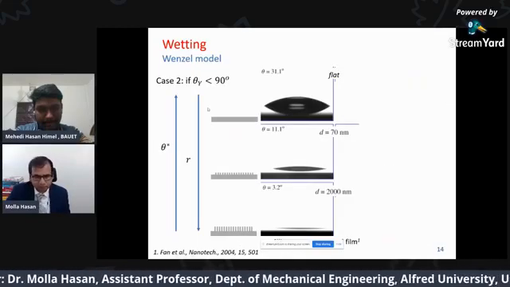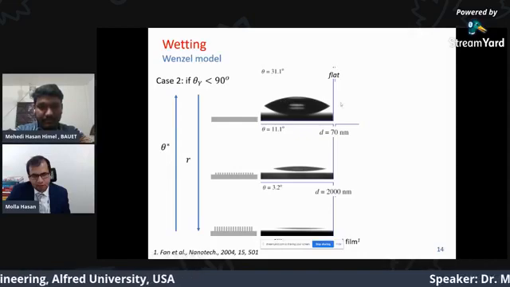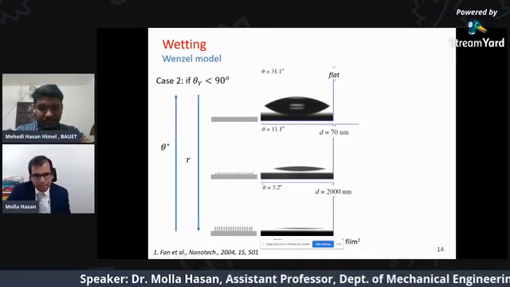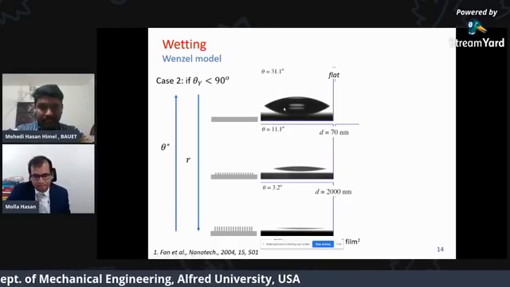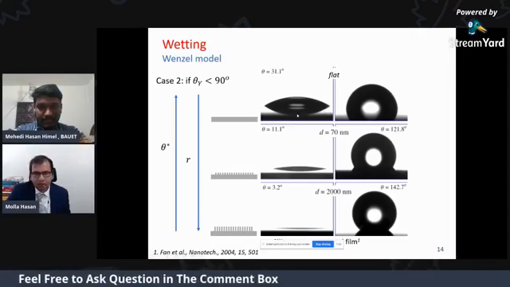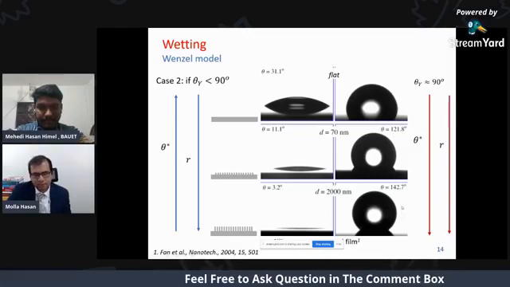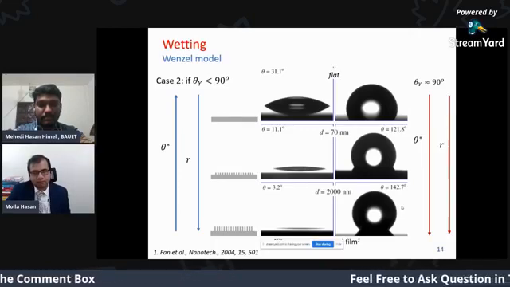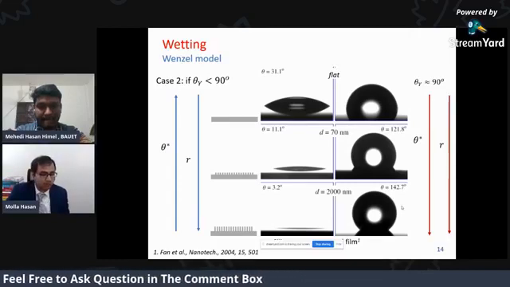Now look at this figure. This is a droplet on silicon, and the contact angle is 31 degrees. As the roughness increases, the contact angle goes down. So if theta is less than 90, we will see this kind of behavior. But if I change the surface energy by coating and then add roughness, the contact angle increases. That means that if theta is less than 90 degrees, roughness will decrease the contact angle. If theta is more than 90 degrees, roughness will increase the contact angle. That satisfies the Wenzel model.